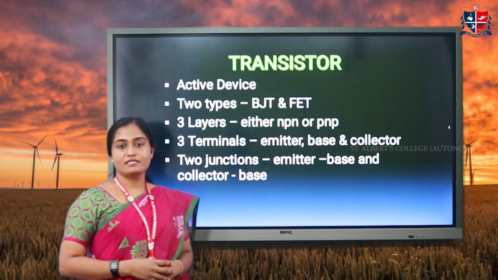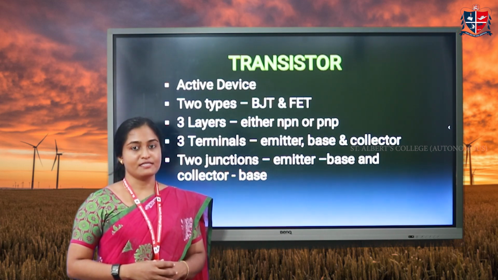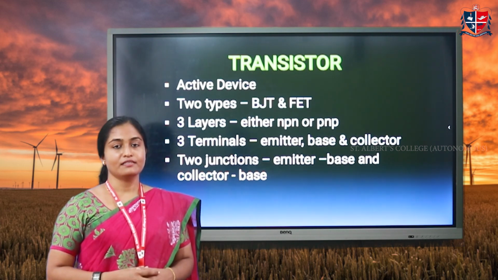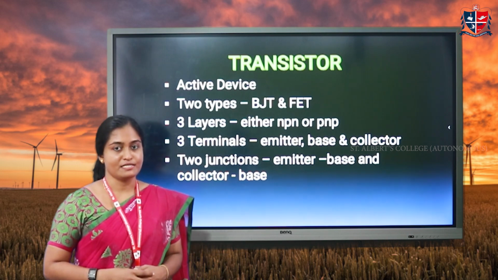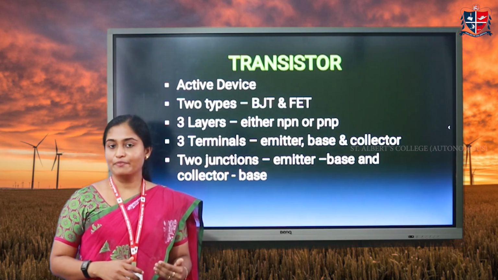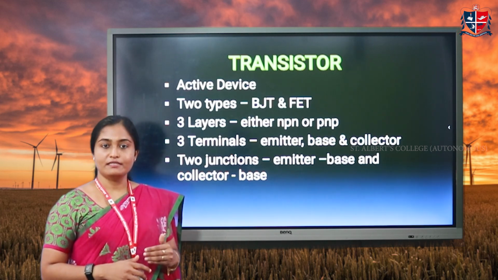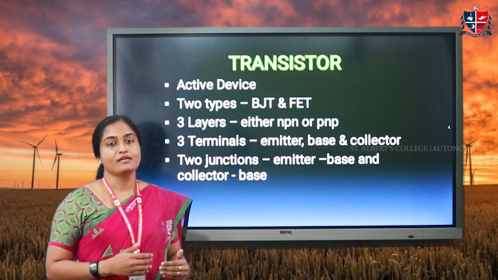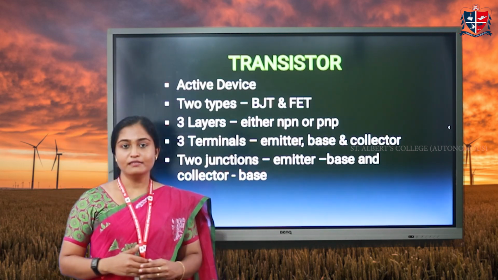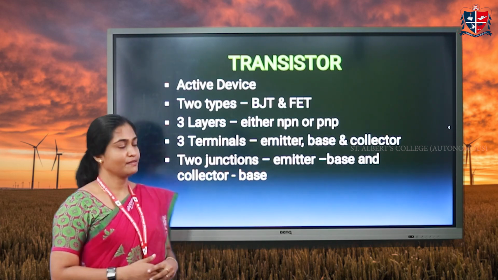There are two types of transistors, BJT and FET. BJTs are bipolar junction transistors, which is a current controlled device. FET, field effect transistors, are voltage controlled devices. Depending on the layering, there are again two types of transistors, NPN and PNP. In an NPN transistor, a P-type semiconductor material is in between two N-type semiconductor materials. And in a PNP transistor, an N-type material is sandwiched between two P-type semiconductor materials.